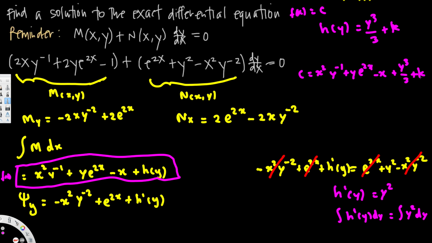Now we can combine these two constants together and write it as a big C. If you say this is C1, let's call this C1. So C1 minus k is equal to C. Therefore C is equal to x square y to the power minus 1 plus y e to the power 2x minus x plus y cubed divided by 3. And that's it. This is going to be the general solution for this differential equation.